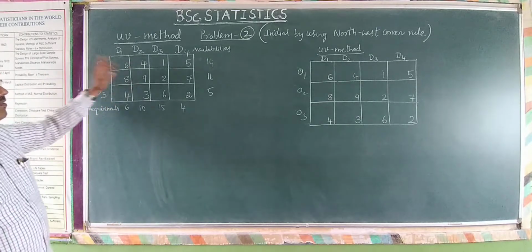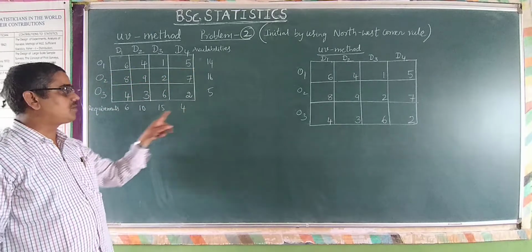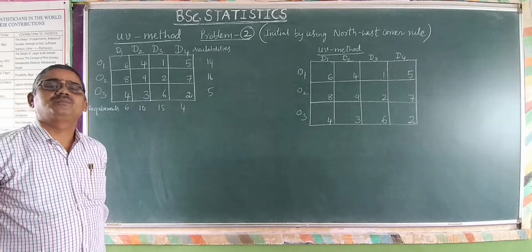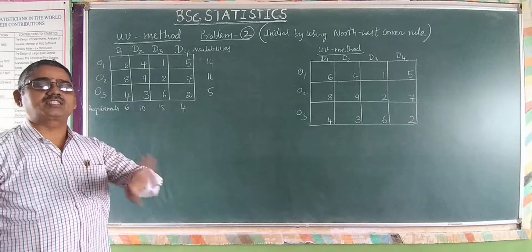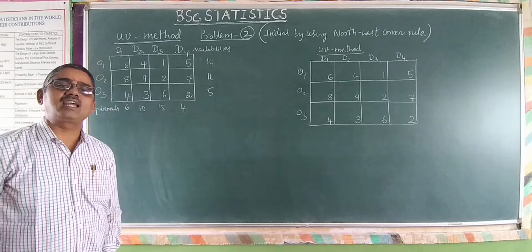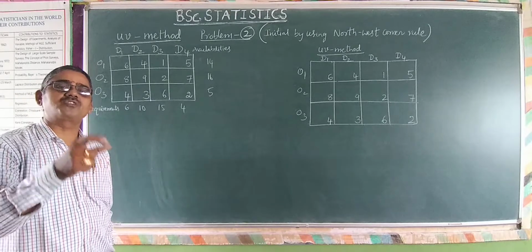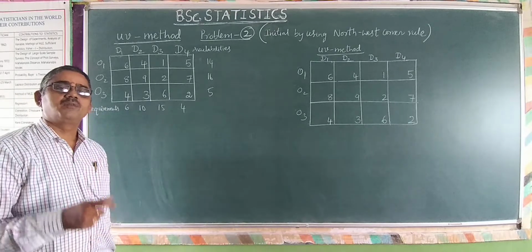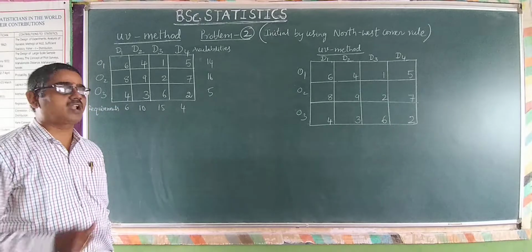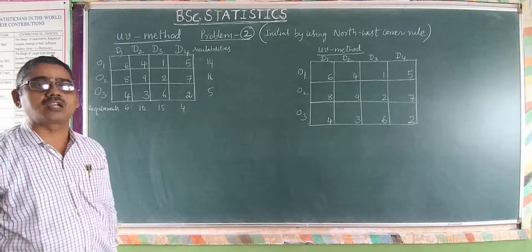First of all, I am checking whether the sum of the availability is equal to the sum of the requirements. It is okay. So therefore, in the second step, I am calculating the initial solution by using any one of the methods. Previously I calculated by VAM. Now I am considering the northwest corner rule.